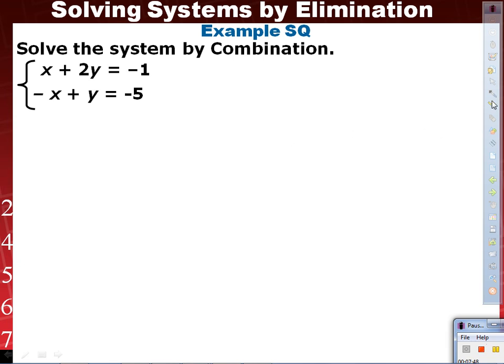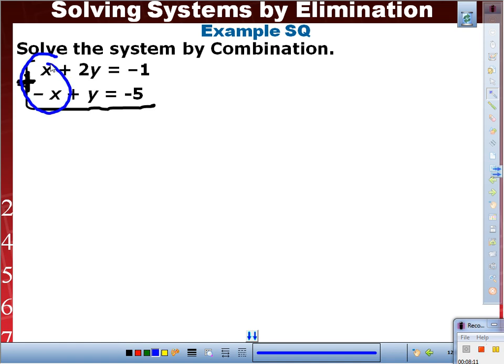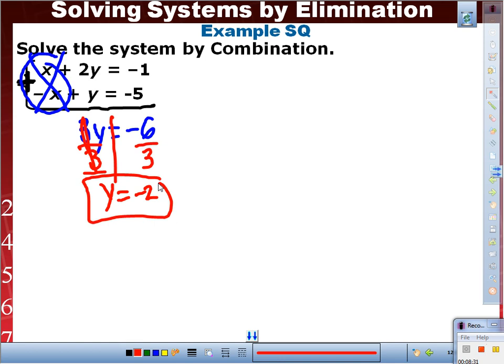Alyssa, get me started. What do I do first? Combine the two. So then I draw a line and I put a plus sign right here. And tell me what to do from there. Cancel out the x. And then? And I get equals. Hands if you got it to right there. That is correct. Next step. We solve for the remainder, yes? Divide by 3, divide by 3. y equals negative 2. Hands if you got it to right there.